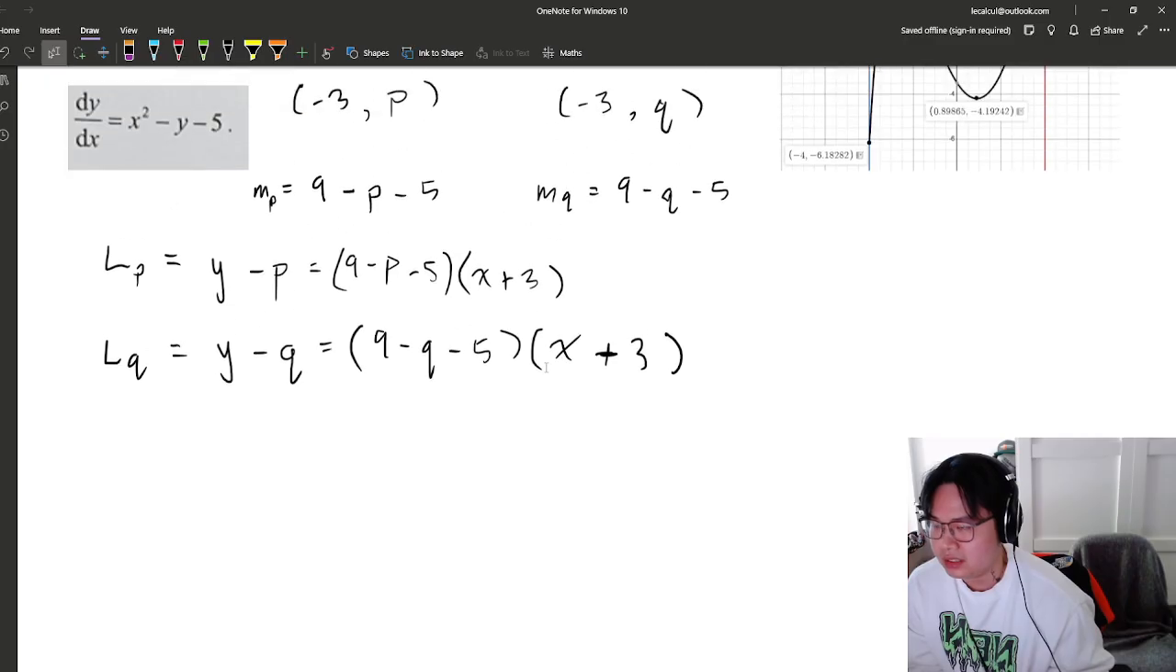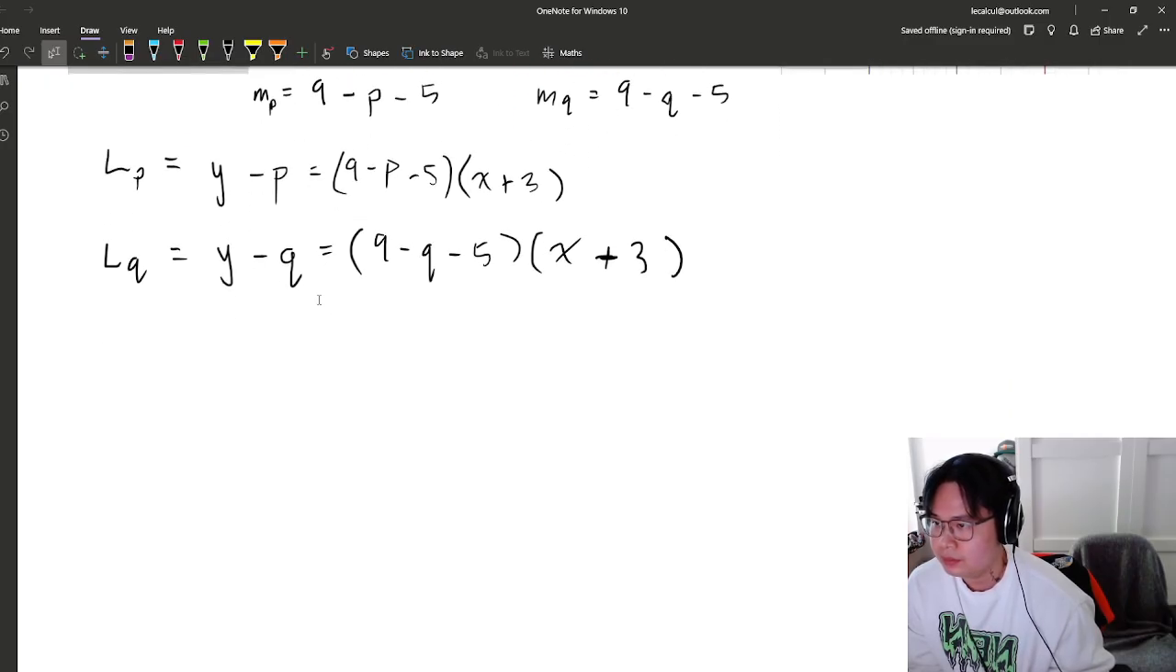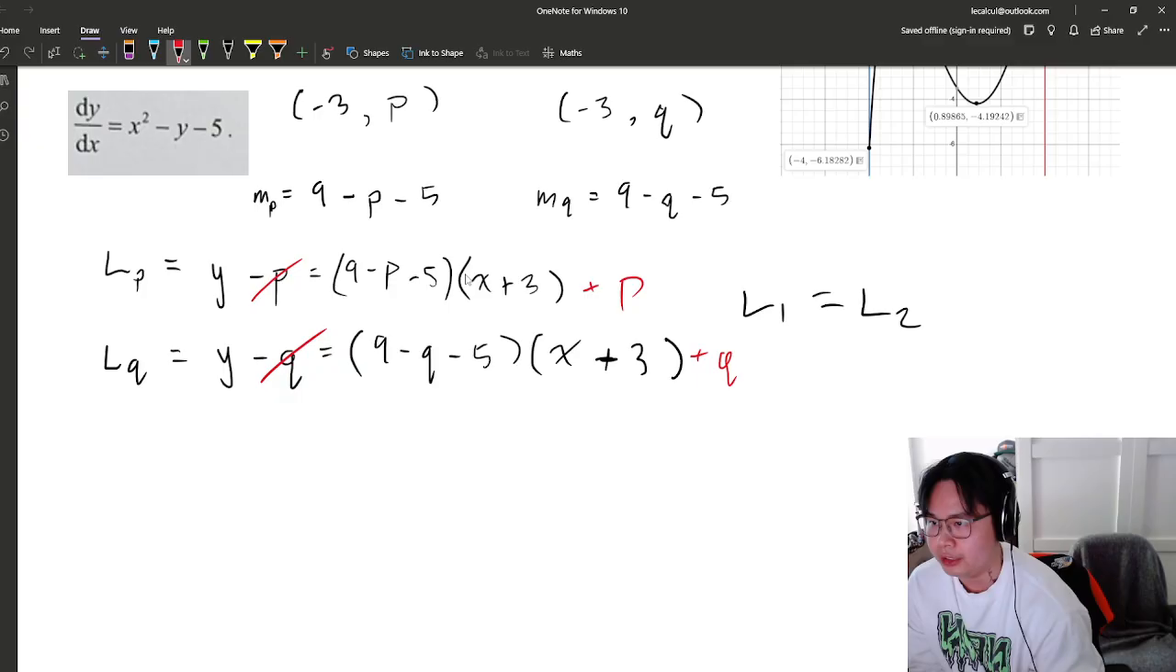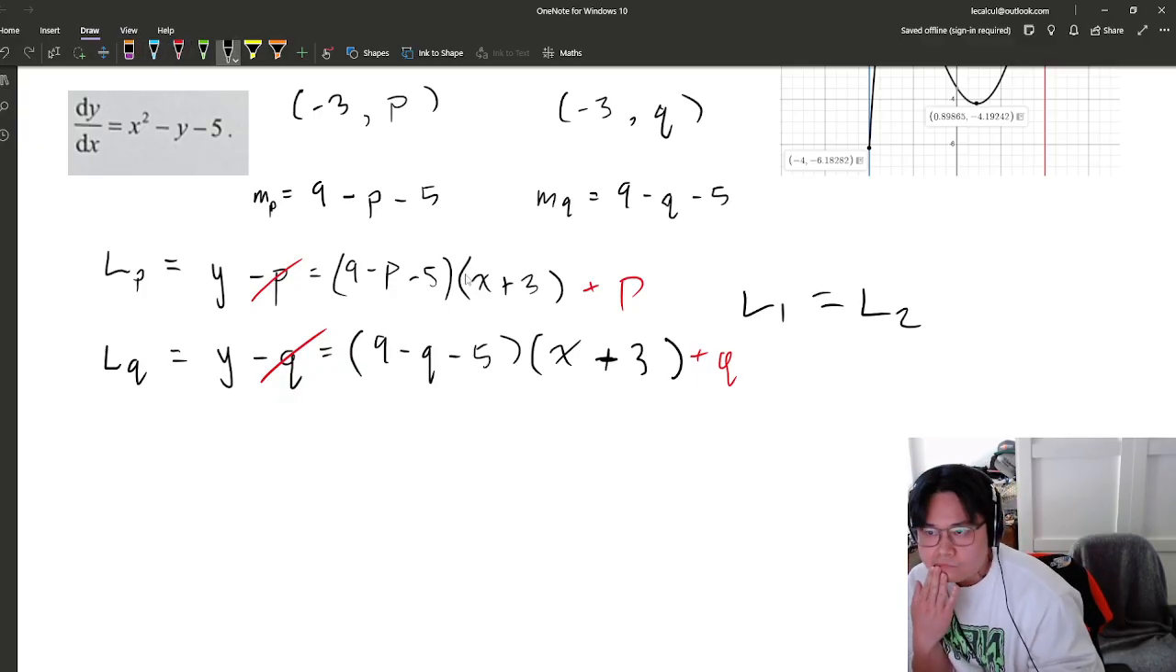All these tangents intersect at a common point. Okay, so then let's just equate the two. Line 1 equals line 2. That means that I will need to add a p here, plus a q here, before I equate them. I don't know where I'm going with this, so we'll see what happens.